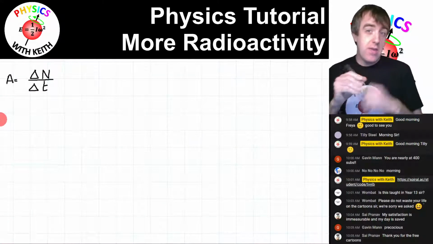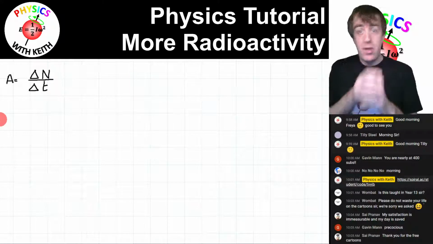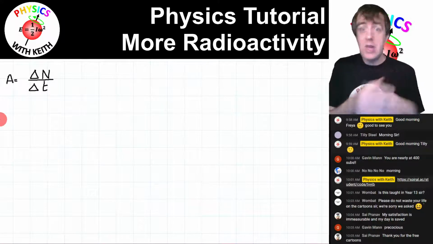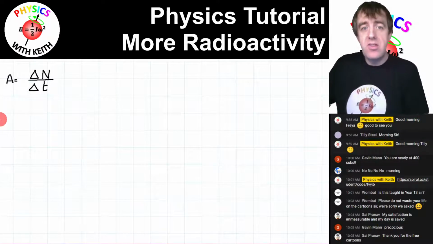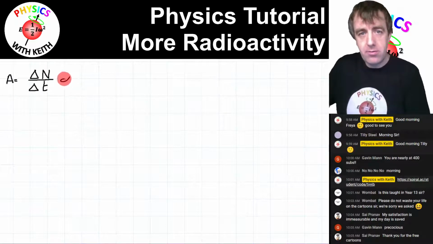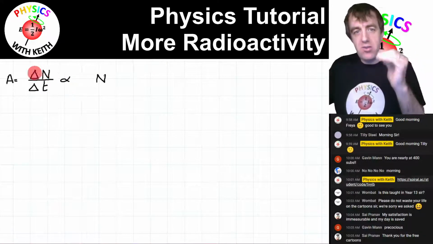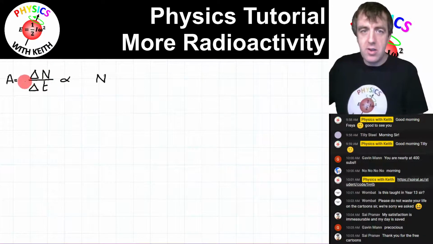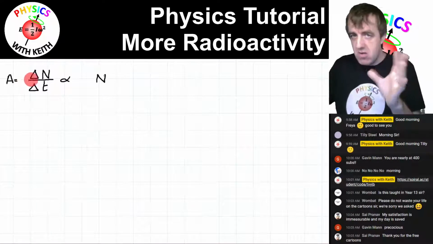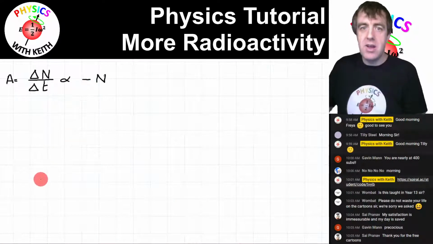And we just said that if I have more nuclei, this activity, the rate of decay, will be higher, which means this thing here is proportional to N. Well, in fact, it's not proportional to N because we have a reduction. This is a reduction in number. So I could put a minus before here, or I could put a minus here. I'll put a minus there, I think. Let's get rid of this A.